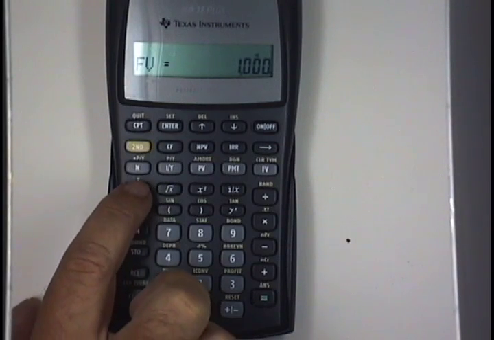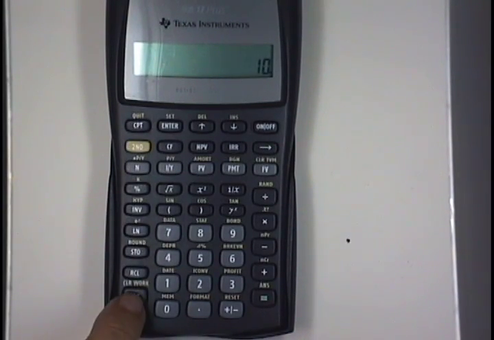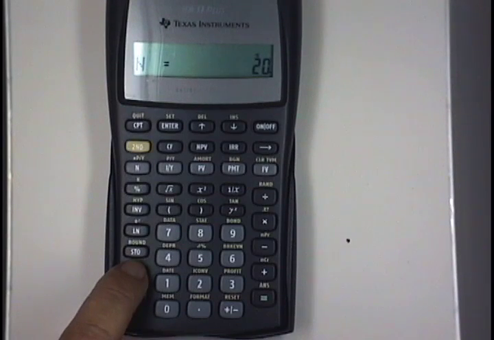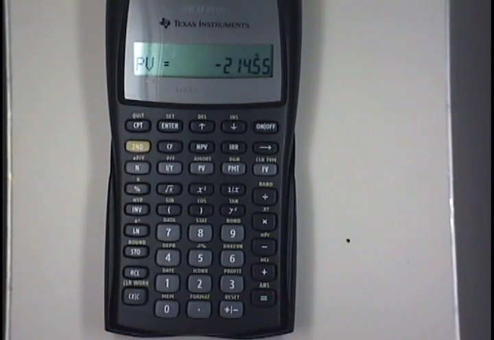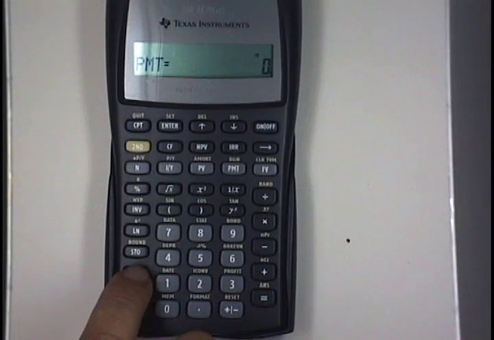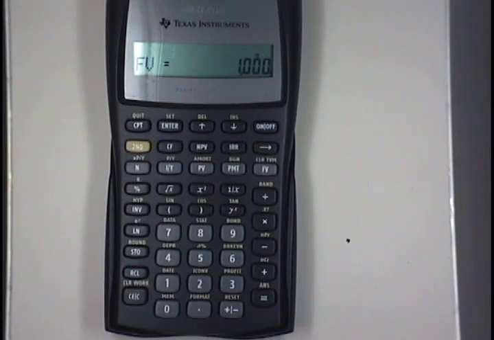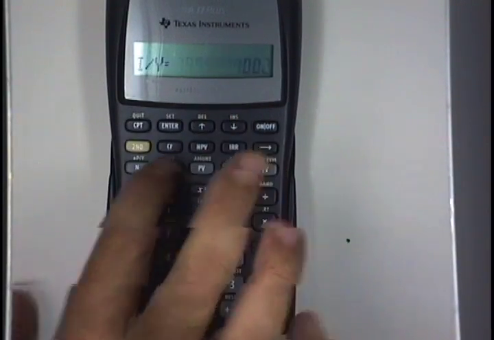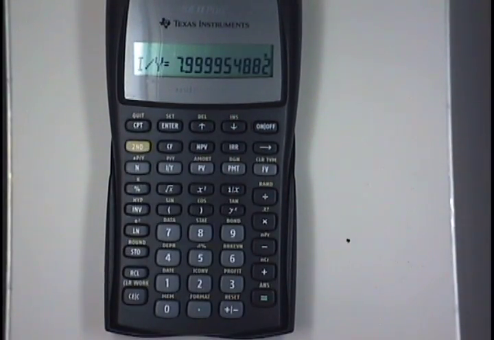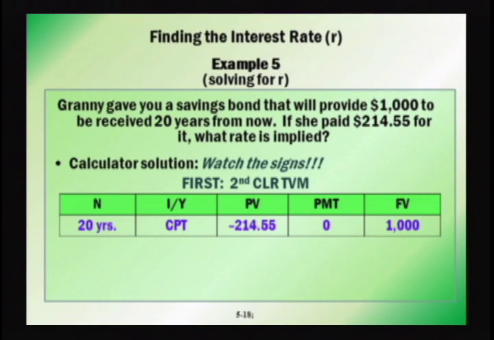We'll do that again. Now I should have the right numbers there. Recall N. N was 20. I have 20 periods. Recall my present value. I have a negative $214.55. Recall my payment is 0. Recall my future value is 1,000. I can now compute my interest rate. Compute I over Y. And we come up with 7.999%, or 8% per year is the interest rate that I would be receiving on that bond that Grandma bought for me.